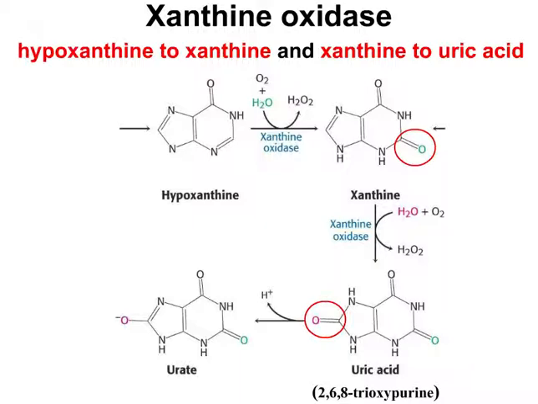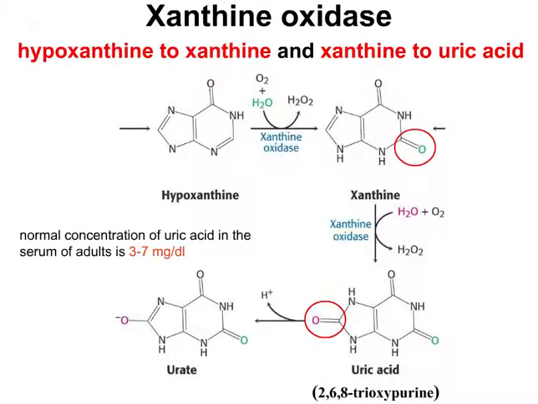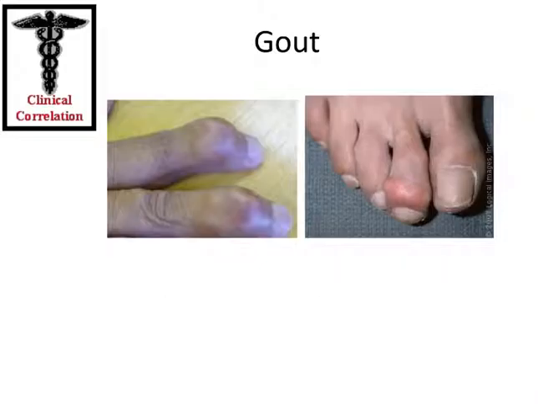The rate of uric acid excretion by the normal adult is about 600 milligrams every 24 hours, arising in part from ingested purines and in part from the turnover of the purine nucleotides and nucleic acids. The normal concentration of uric acid in the serum of adults is in the range of 3 to 7 milligrams per deciliter.